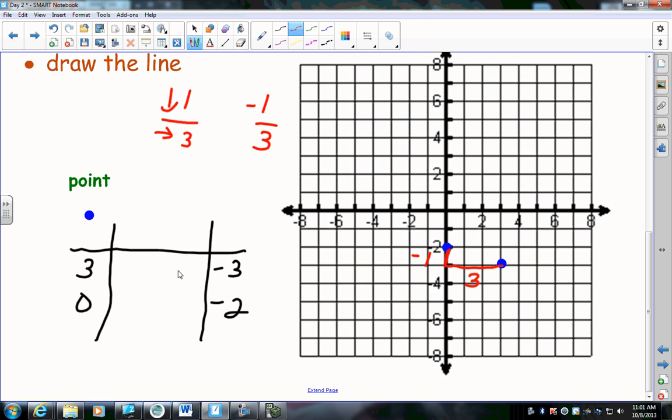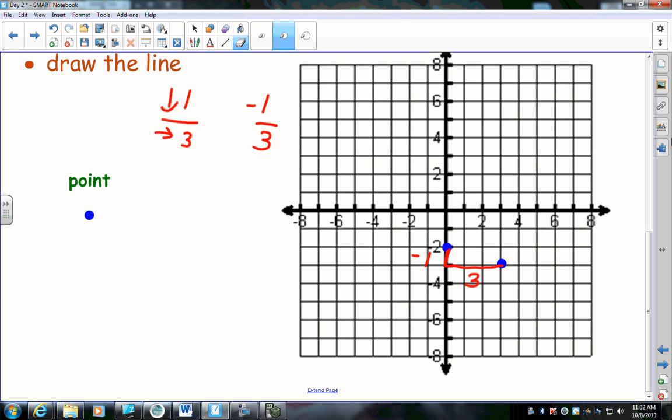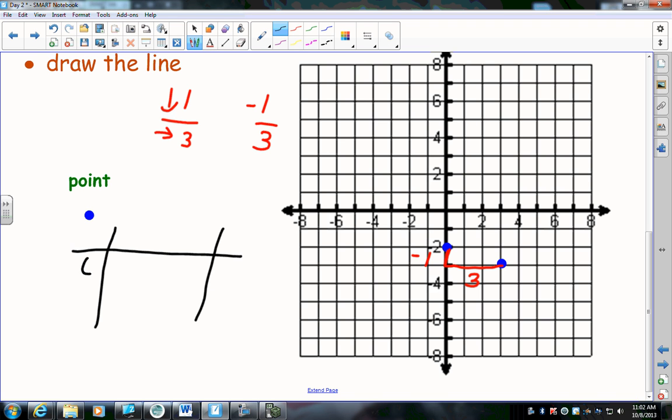Actually, let me switch the points around to make more sense for some of y'all. Here we go. On a table, I'm going from 0, negative 2 to 3, negative 3, right? What's delta y?